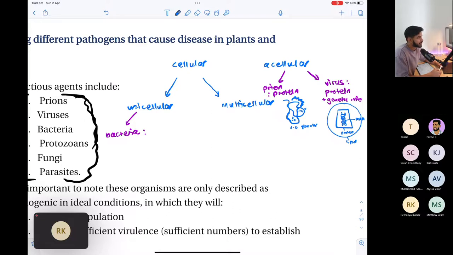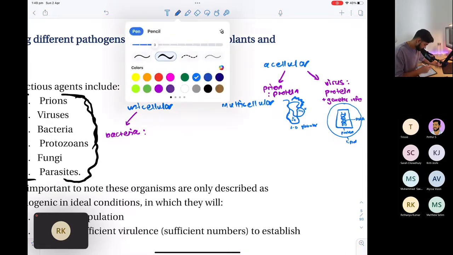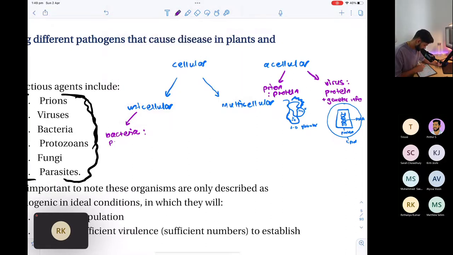Muhammad, next to you, can you tell us a bit about bacteria? What do they look like? You should remember this from Mod 5. How would I draw a bacteria, Muhammad? They're prokaryotic. Yes, they're prokaryotic. And we said they're unicellular, so I think Muhammad's explained most of it.